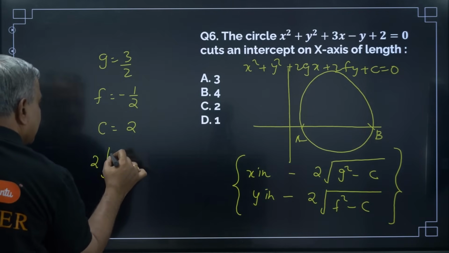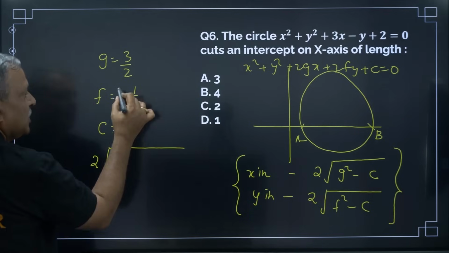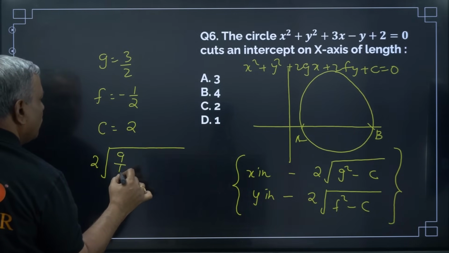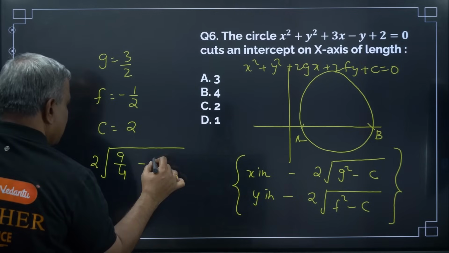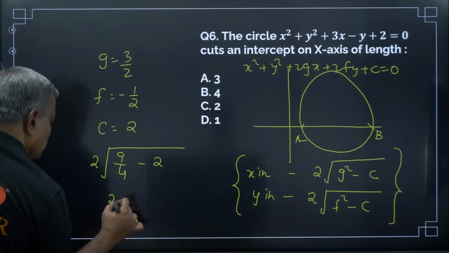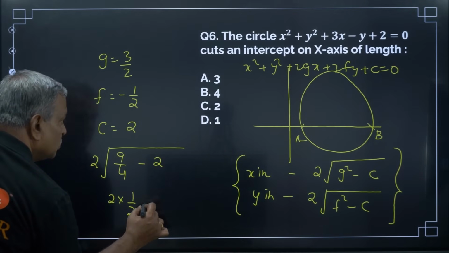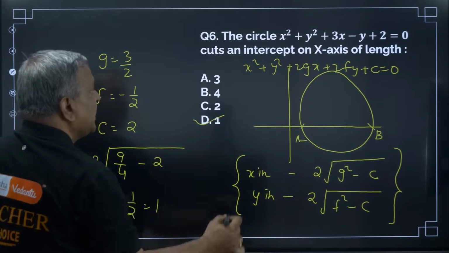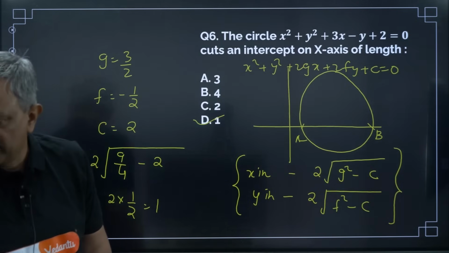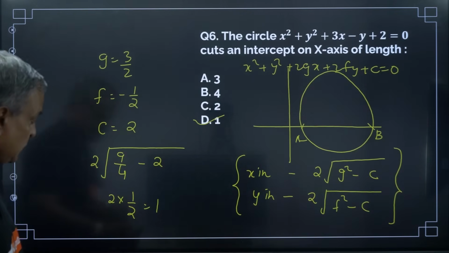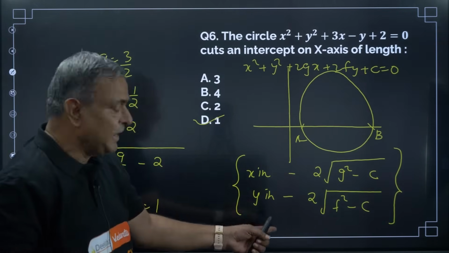Students make mistakes while taking the values only. g square is 9 by 4 and the c value is minus 2. So we get how much? 2 into 1 by 2, the value is 1. Option D is correct. Okay, option D is right. Next one. So these are the formulae.